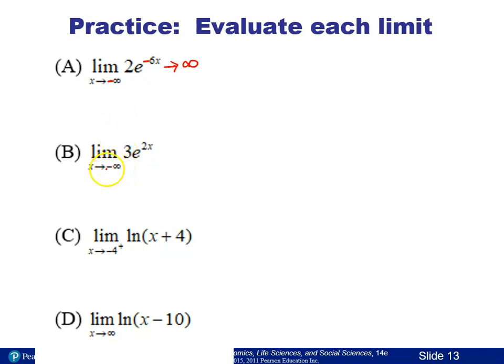This one, if I put a negative infinity in, I'm going to have like 3e to the negative 2 million. So this is going to be going to 0 because the e is going to have a negative exponent.